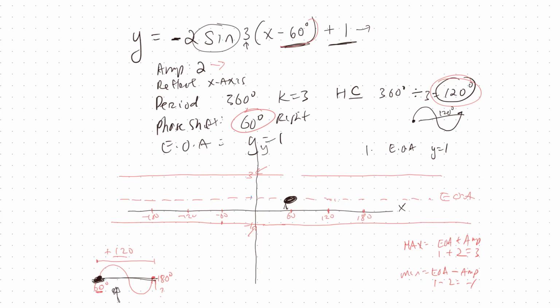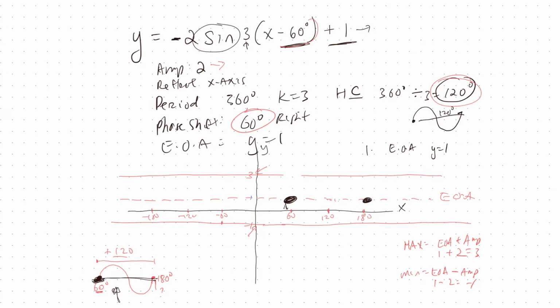Now we have to look at the next dot. This is the beginning of the cycle over here. Where does this dot come back? Well, it comes back at 180. So I'm going to draw a dot on the equation of the axes. It comes back at 180. So here is my other dot.